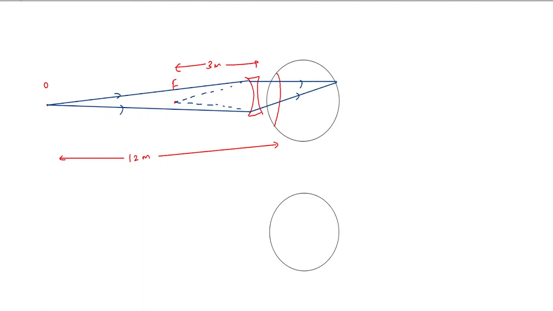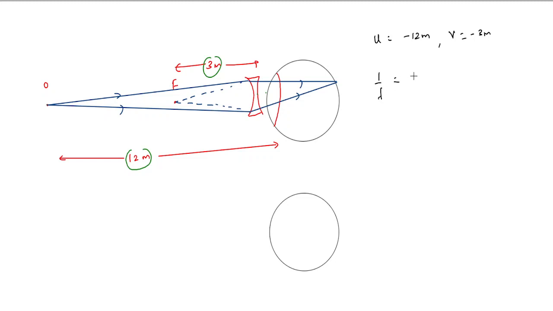So in this case the person needs to look at the object placed at the point O. So here u is equal to minus 12 meter by sign convention, and then v is equal to minus 3 meter. Now keep in mind that the distance between the lens and the eye is so small that even though the distance of 3 meter or 12 meter is given from the eye, we are using it for the lens because the distance between the lens and eye is very, very small. So basically this also means distance from the lens only. So we need to find the focal length.